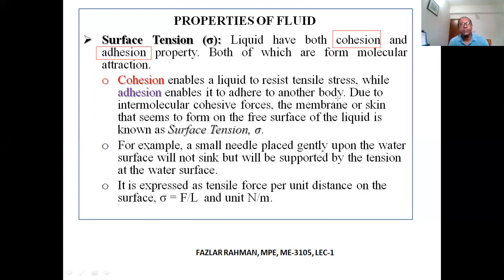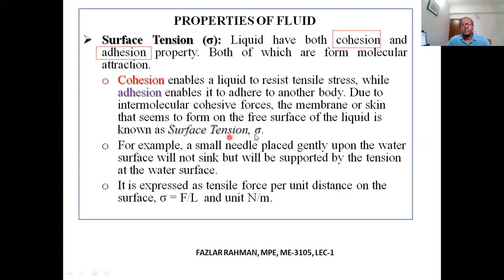Okay. But if you see mercury, a drop of mercury, you put it in your hand and move it, the mercury will move and stay intact. The mercury drop will not break down, even if you shake your hand. What does it mean? That means all the mercury molecules have very cohesive property. They don't like to stick to my hand. If you put it in a tube and shake it, it immediately moves, but it doesn't stick to the wall of the tube. That means it has very strong cohesion. So adhesion enables a liquid to adhere to another body. Due to intermolecular cohesive force, a membrane or skin seems to form on the free surface of the liquid.